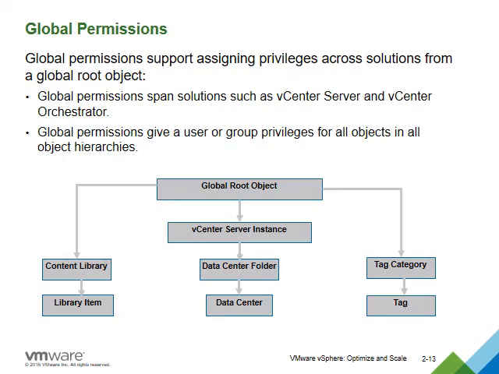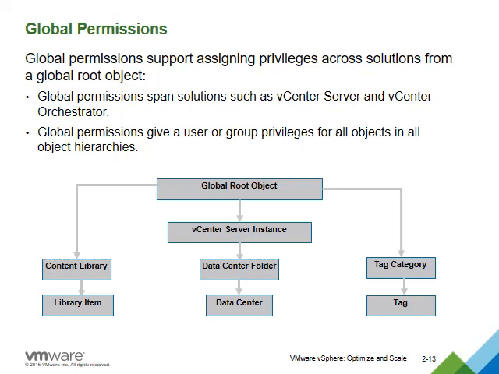Here we're going to discuss global permissions. In most cases you apply a permission to a vCenter server inventory object such as your ESXi host or your virtual machine. When you apply a permission, you specify that a user or a group has a set of privileges called a role on that object. Now, global permissions give a user or group privileges to view or manage all the objects in each of the individual inventory hierarchies in your deployment.